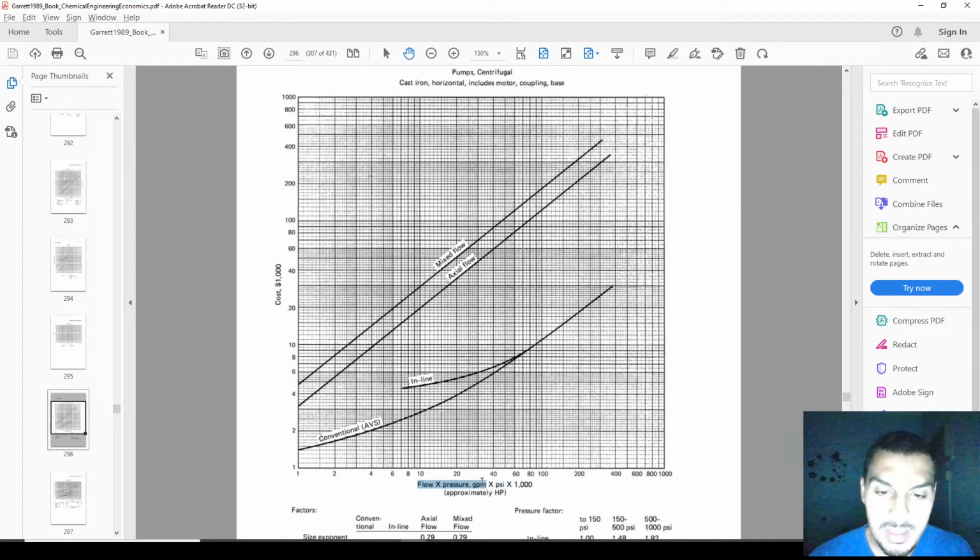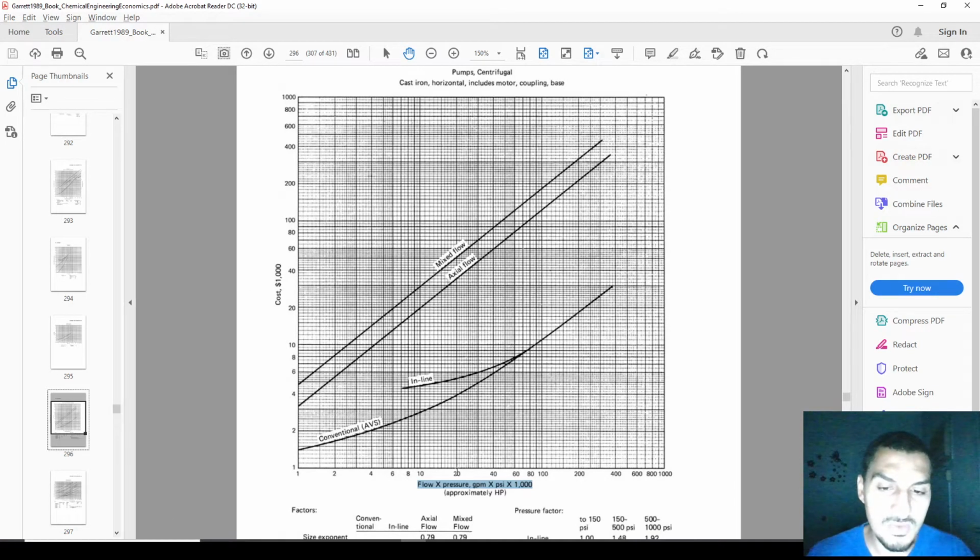So the parameter here is not only the flow rate and not only the pressure, and the pressure here is the pump head that you want the pump to produce. So this is the multiplication of both, and this takes into account the two parameters that we showed in the previous video about the pump curve. It's the flow rate and the height, or the head of the pump. So it's combining both here in the x-axis with these units, and for whatever type of pump that you want to use, it's gonna give you the cost.